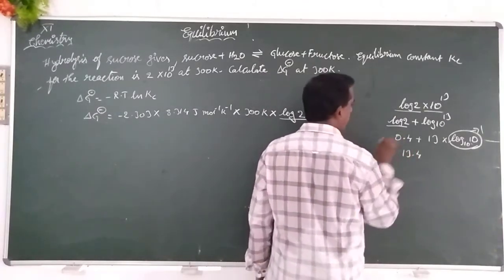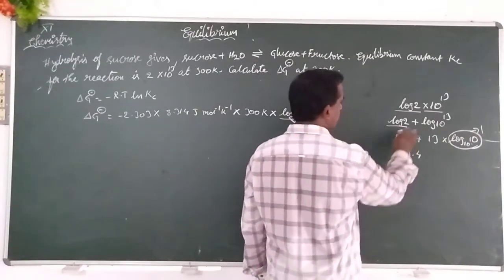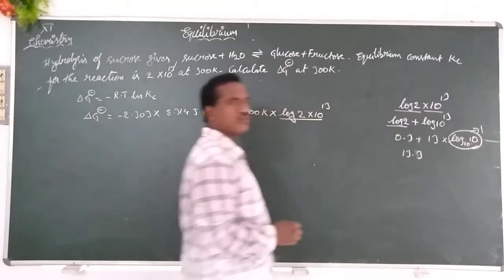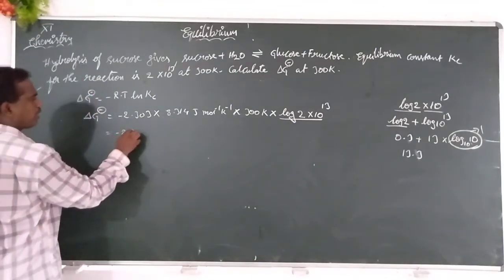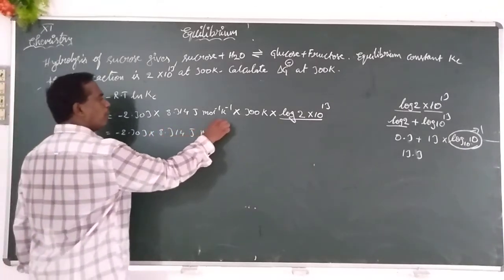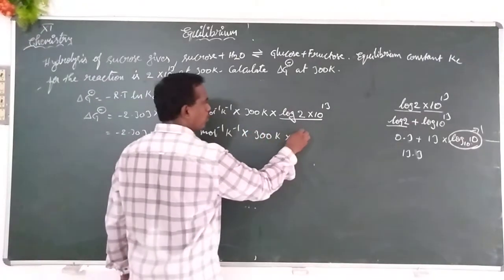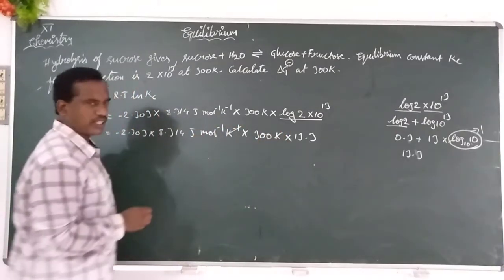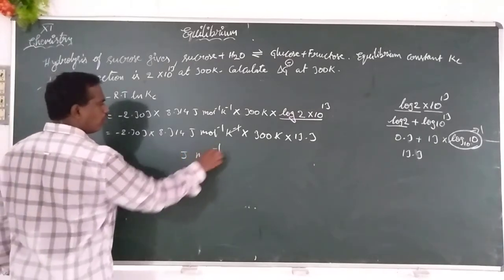So how much are we getting? 13 point, log 2 value is 0.3, right? So 13.3. So you can substitute the values here: minus 2.303 into 8.314 joule mole inverse Kelvin inverse, 300 Kelvin, into 13.3. Cancel the Kelvin and Kelvin inverse. The final unit will be joule mole inverse.